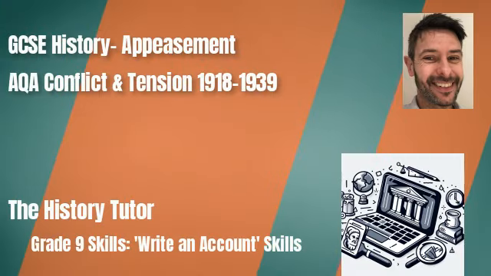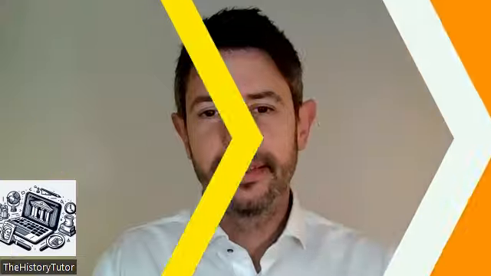Today we're going to look at appeasement in detail and look at how it led to war with a write an account question. As I said, we're going to look at the write an account question, which is question 3 on the AQA Conflict and Tension 1918-1939 topic. Now, appeasement can be a bit of a tricky topic, and particularly explaining the impacts of it and how it led to war can be a little bit tricky. So this hopefully will be useful to lots of you in your preparation for your exams.